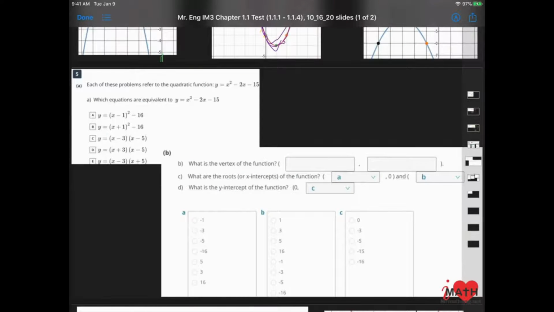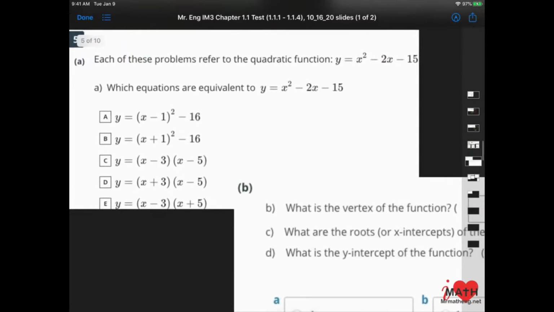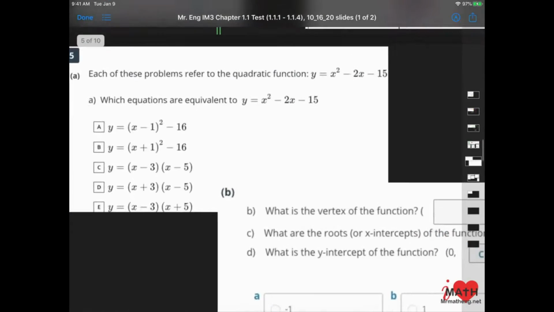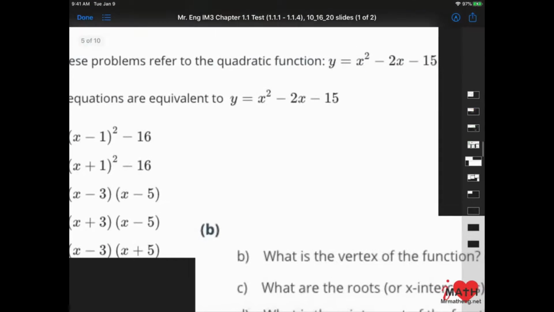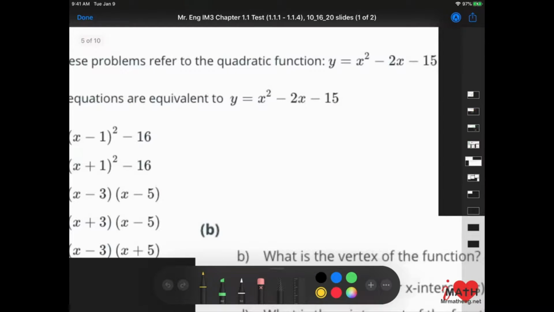Alright, let's go over question number 5. Each one of these problems refers to the quadratic function y equals x squared minus 2x minus 15. Which equations are equivalent to y equals x squared minus 2x minus 15? Okay, this refers to that chart problem that you did in your skills practice. Now, what form do I have here in, let's pick a color, let's say yellow? What form is this? It has no parentheses.